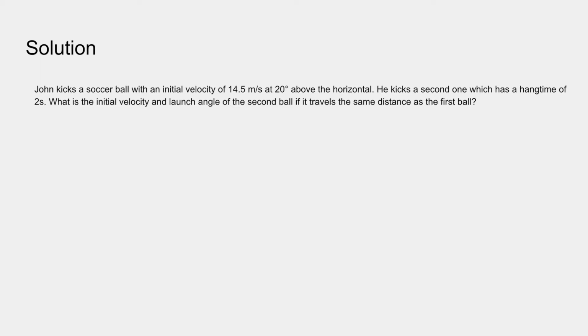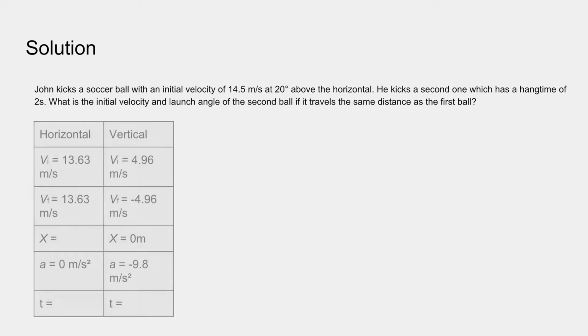So when we fill in the chart based on the work we did, we have that the initial velocity of the horizontal component is 13.63 meters per second, and the initial velocity for the vertical component is 4.96 meters per second. Horizontally, the velocity will not change, so the final velocity is 13.63 meters per second. This is because of the acceleration being 0 meters per second squared. So the velocity won't change.